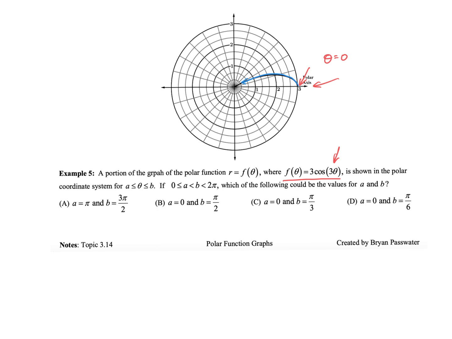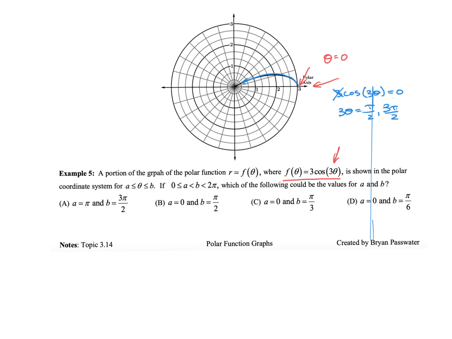Now I need to figure out when this goes back to the pole. Just like the other example, I'm going to set 3 cosine of 3 theta equal to 0 because I want to figure out when it goes back to the pole. So now we're just going to divide by 3. So I still get cosine of 3 theta is equal to 0. And so then when is cosine 0? At pi over 2. When else? At 3 pi over 2. And all the other pi over 2's basically, right?